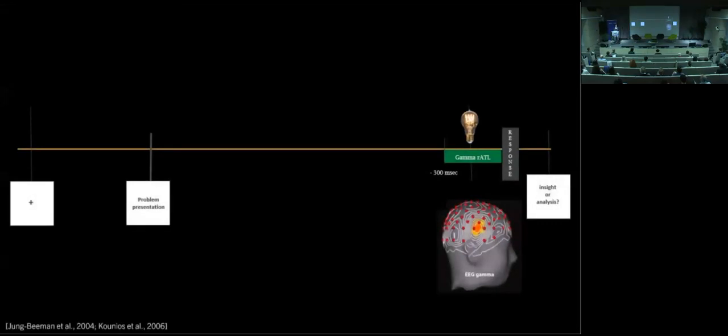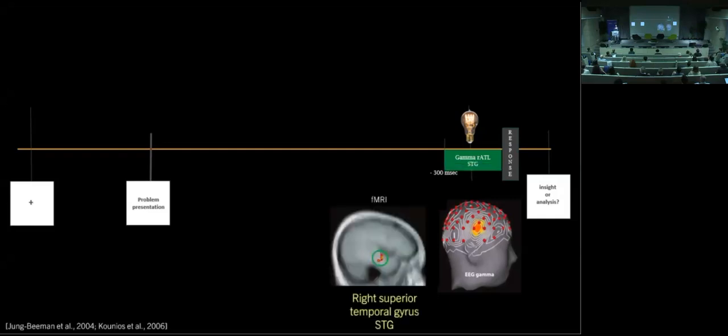Follow-up studies using EEG found that there was gamma activation over the right anterior temporal lobe right before people press the button and declare that they just had an insight. The way we measure insight is by giving those kinds of riddles, and people press a button and then they have to decide if they solved a problem with insight or via step-by-step analysis.